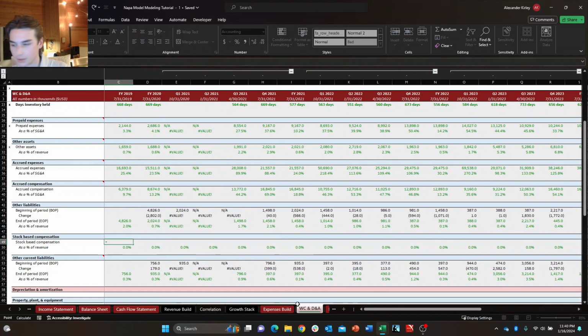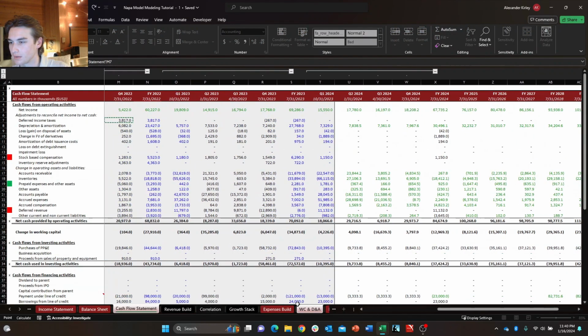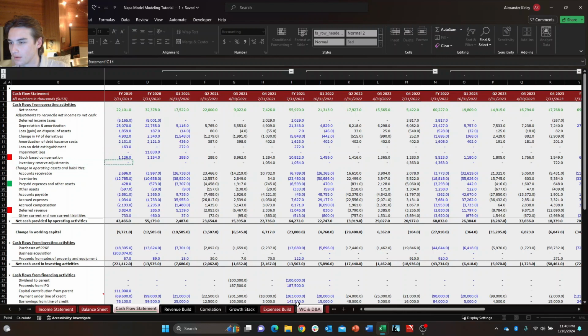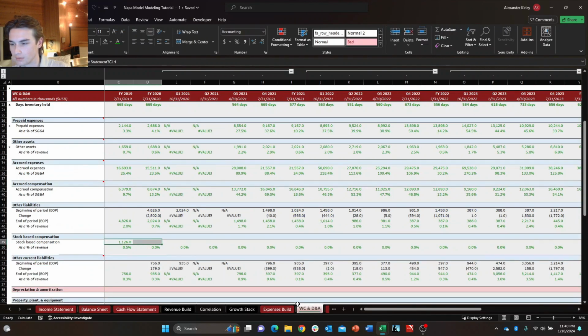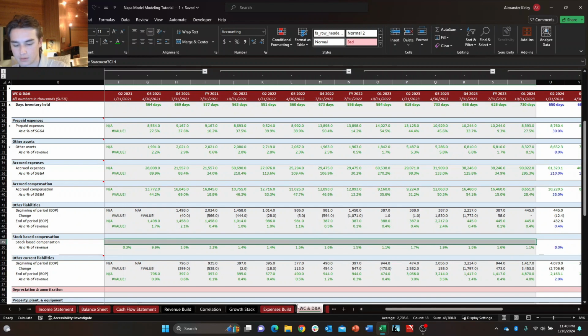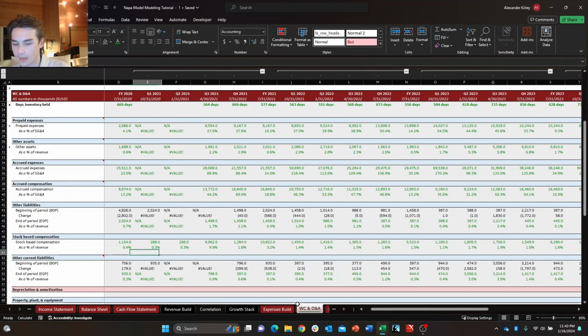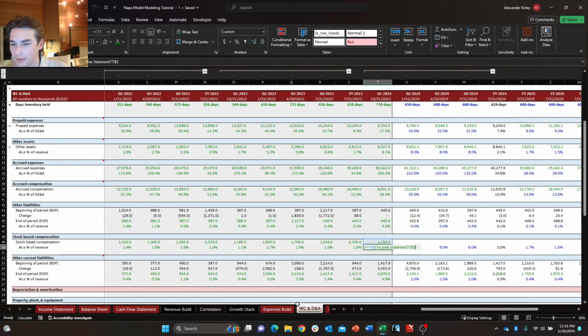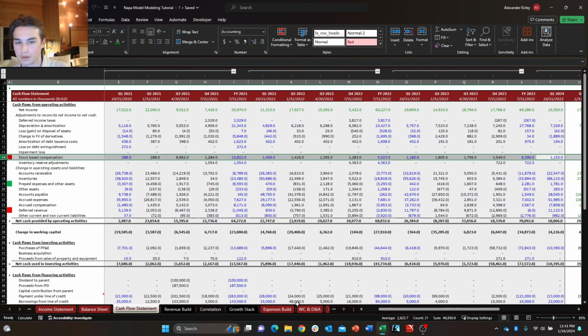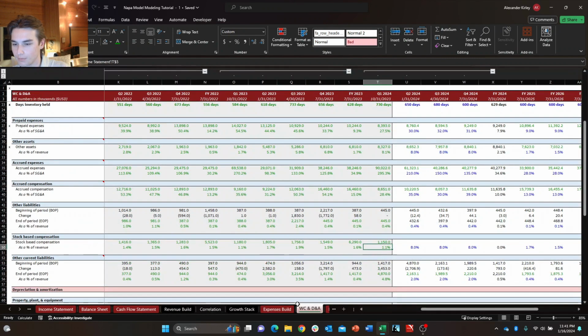And then stock-based compensation, cash flow statement, 2019. So we see as a percentage of revenue, just to make sure this is exactly referring to it correctly. Yep, perfect. As a percentage of revenue, it tends to be around 1%. So we'll just keep that going.